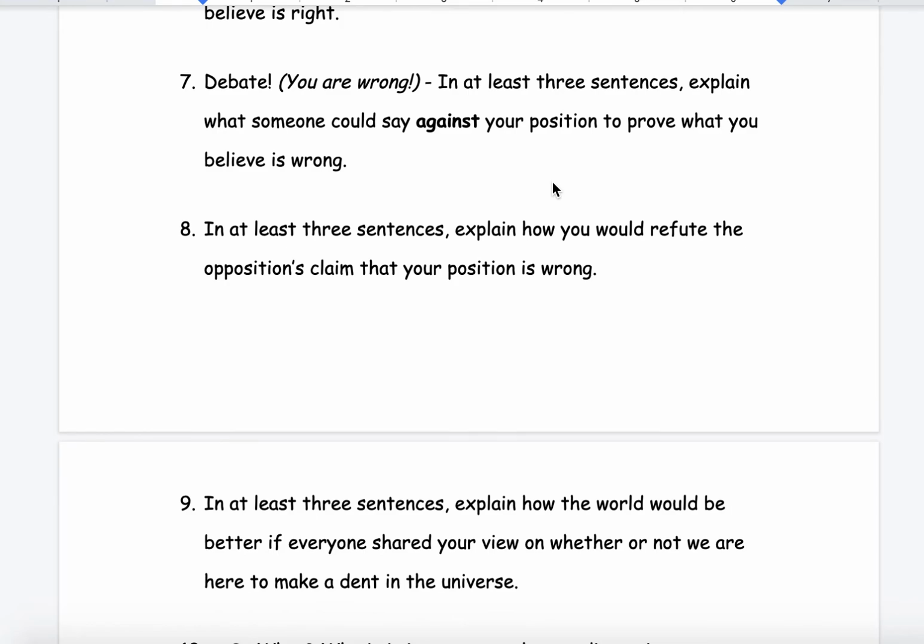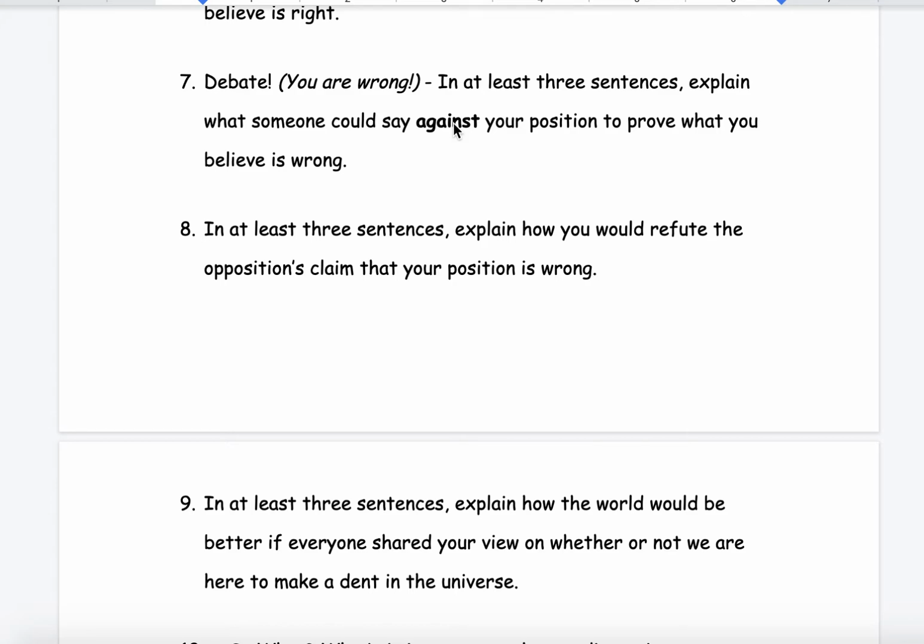Number 7, time to debate. They think you're wrong. So they're like, hey, we have a purpose. And you're like, no, we don't. So in at least 3 sentences, explain what someone could say against your position to prove why what you believe is wrong. So if it were a debate and they're fighting, someone has to win. They're saying, we have a purpose. You're saying, no, we don't. What is an argument they can use against your position? What's something that they can say to prove you're wrong?